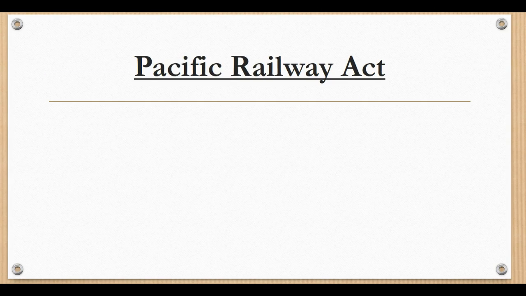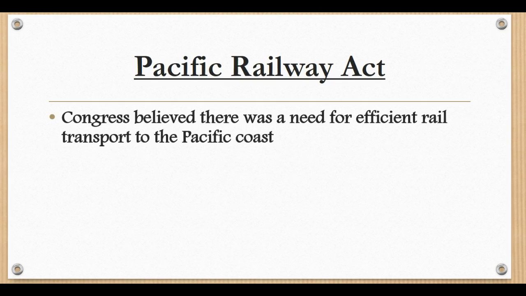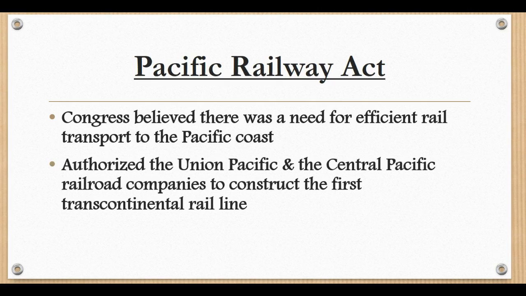All right, moving on to the Pacific Railway Act. Now, Congress believed there was a need for efficient rail transport to the Pacific coast because there wasn't any. The Pacific Railway Act authorized 2 railroads. You can see here it is the Union Pacific and the Central Pacific to construct, to build the first transcontinental rail lines. So trans means across the continent. It goes all the way across the continent.